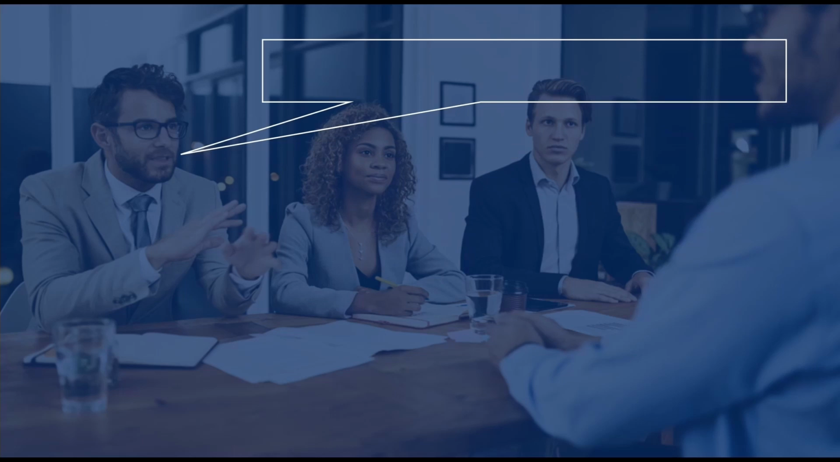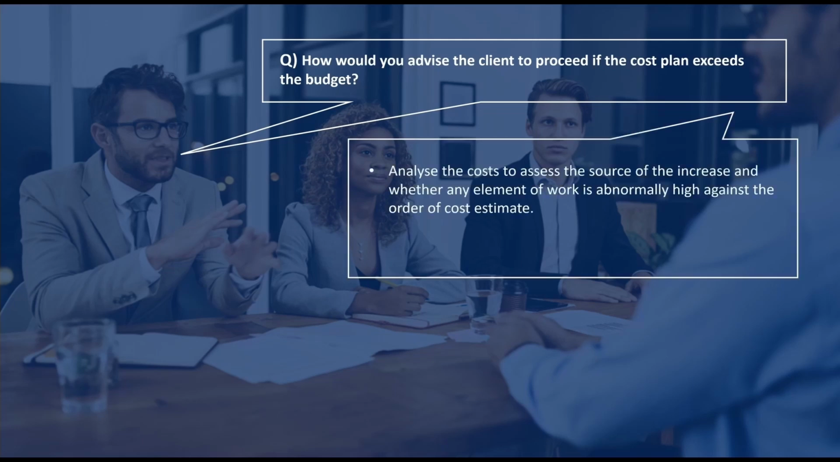The next question we'll take a look at is how would you advise a client if the cost plan exceeds the project budget? And to address this, we can say that we would analyse the costs to assess the sources of the increase and whether any element of work is abnormally high against the order of cost estimate. By identifying any areas of overspend, we can then propose value engineering opportunities to the client and to the design team to bring the forecast back in line with the project budget.